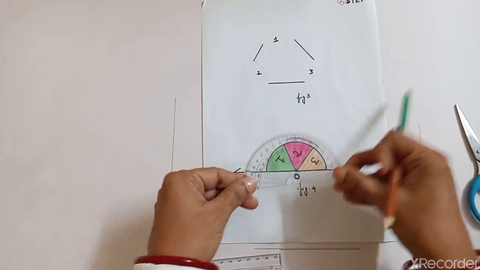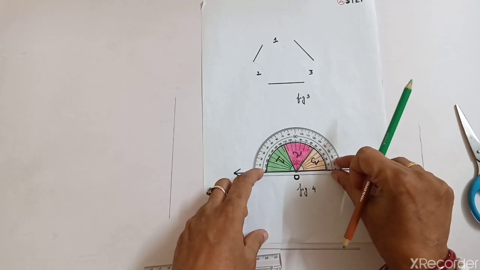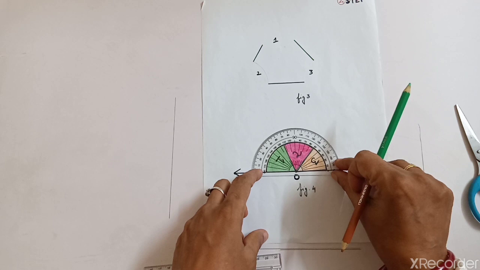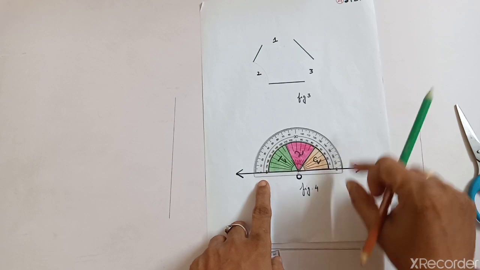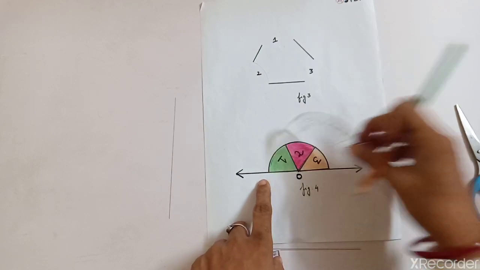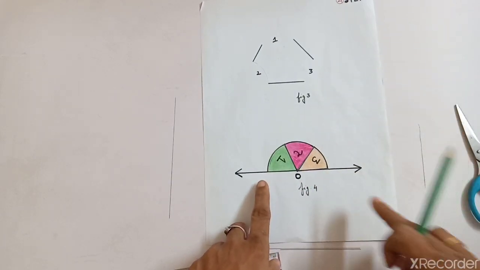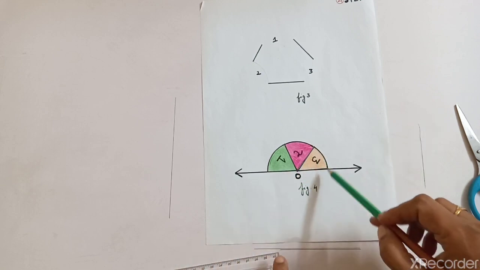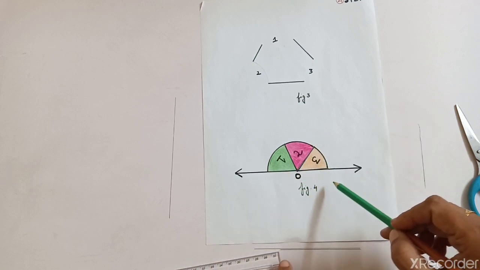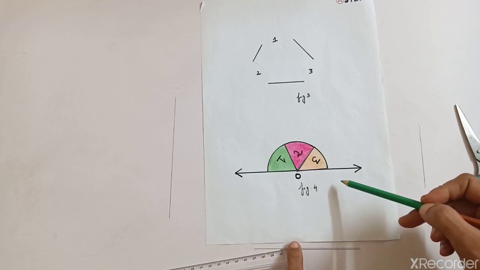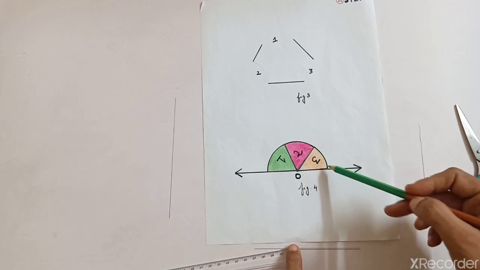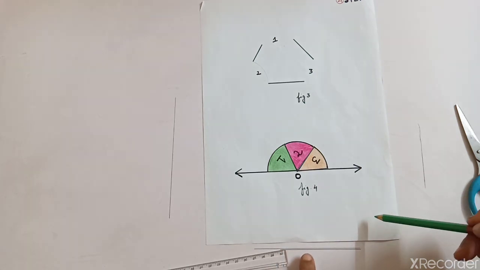When you measure with the protractor you can see it is 180 degrees. Here it is 180 degrees. So this shows that the sum of all these three angles of a triangle is also 180 degrees, because you know a straight angle measures 180 degrees. So the sum of all these three angles also will be 180 degrees.